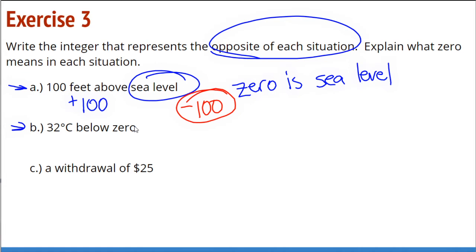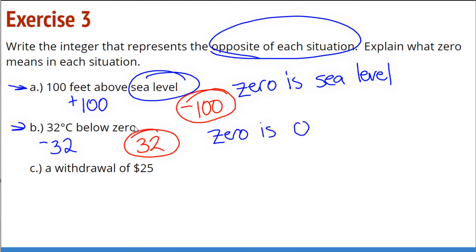32 below 0. And 32 below 0 is going to be a negative 32. I need to have the opposite integer, which is going to be a positive 32. I'm going to circle that. And then I need to explain what 0 is. 0 is 0 degrees Celsius. Now, in science, we know that 0 degrees Celsius is the freezing temperature of water.